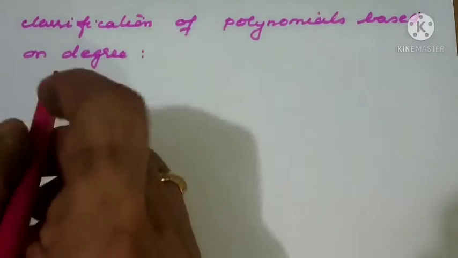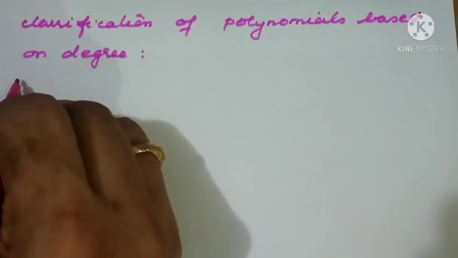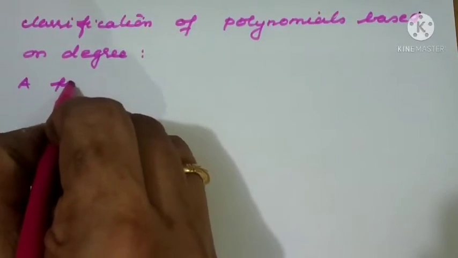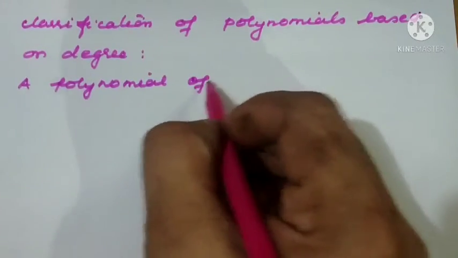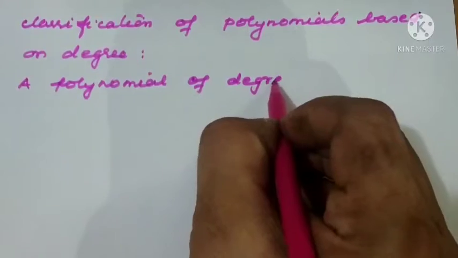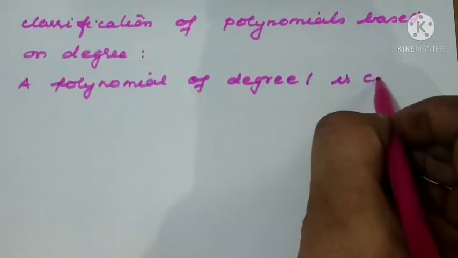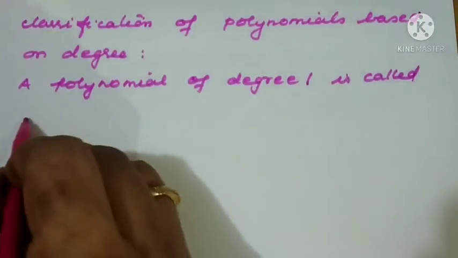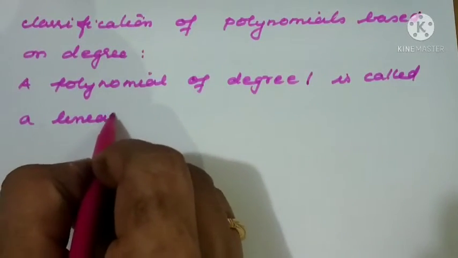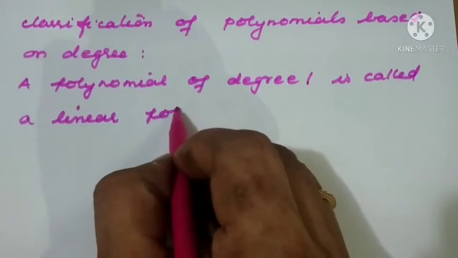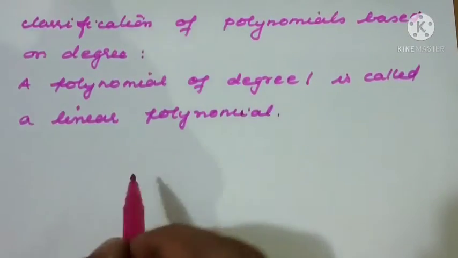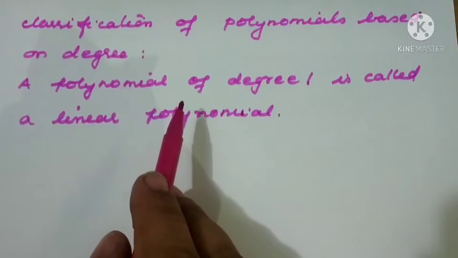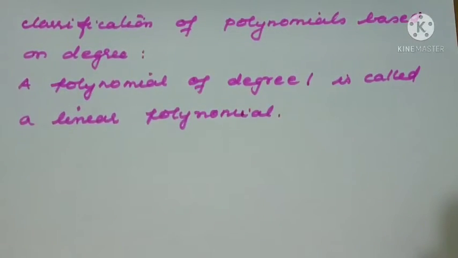What is the classification? If the degree of the polynomial is 1, or we can say a polynomial of degree 1, is called a linear polynomial. We have already studied this, I think, in the last year itself, but it is a recap of what we have studied in the polynomial concept. So the first one is the classification of the polynomial based on the degrees. In lower classes we have done classification of the polynomial based on the terms also.